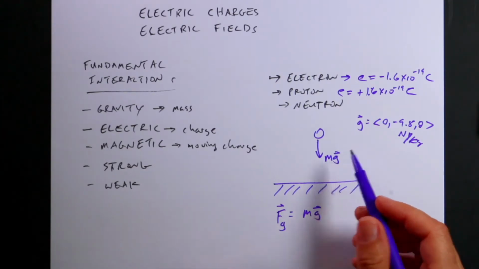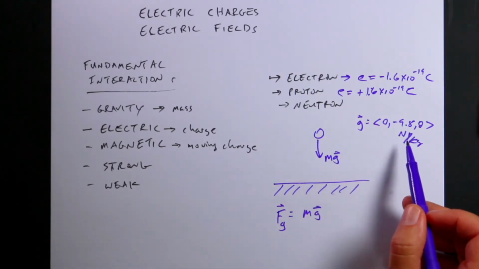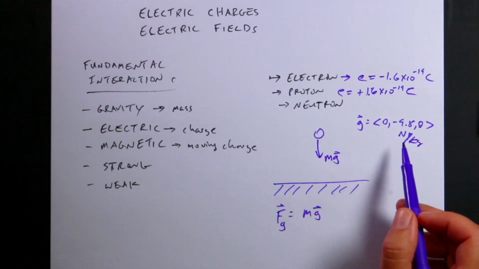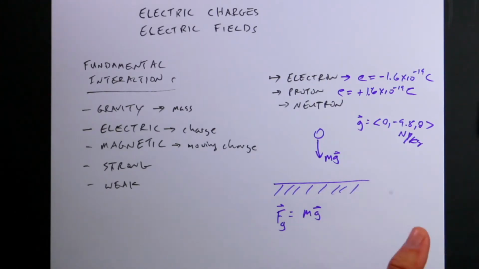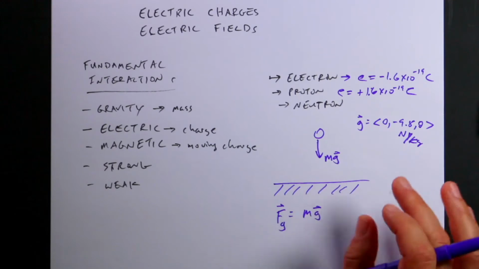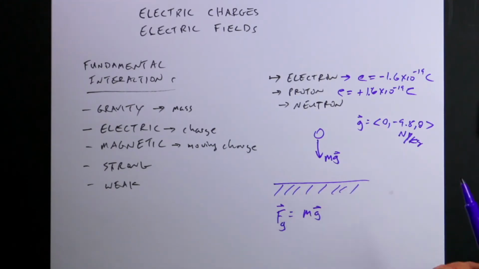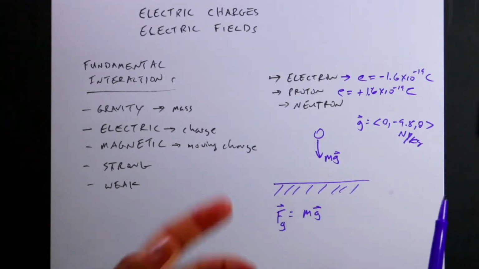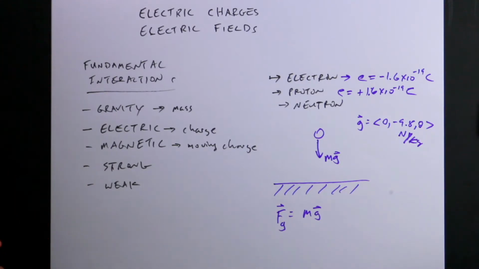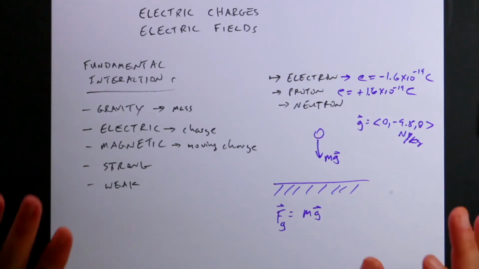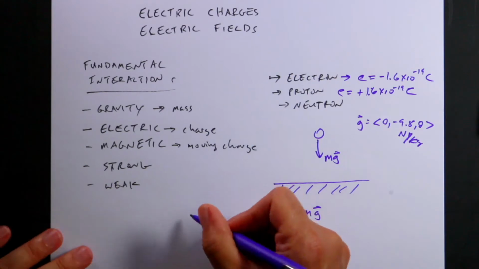So g is the gravitational field, and that's why it's really useful in your first semester physics to call this newtons per kilogram. Although a lot of times they don't. It has the same units as meters per second squared, but newtons per kilogram says that per kilogram of mass, this is the force, 9.8 newtons per kilogram, downward. It is a vector.